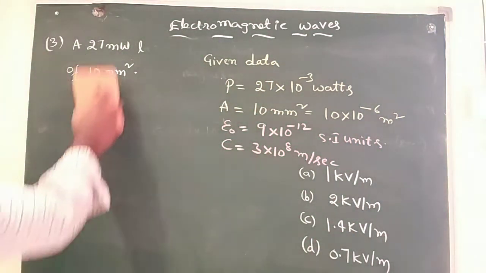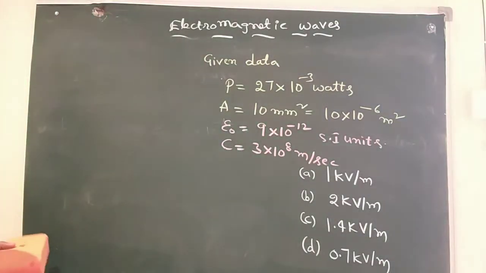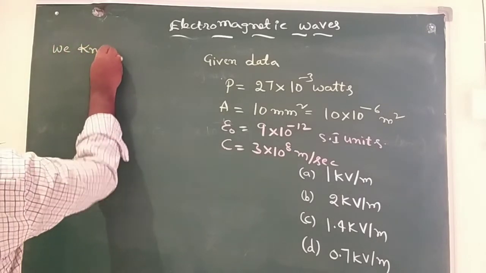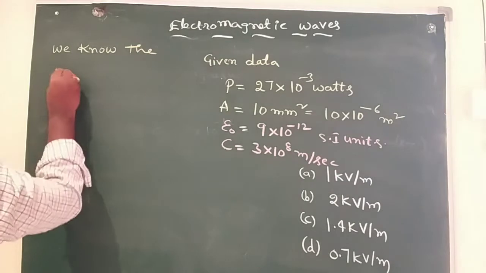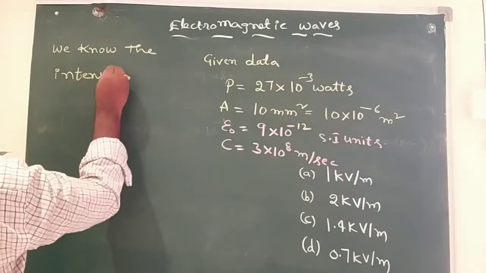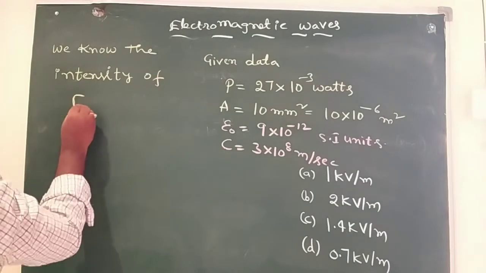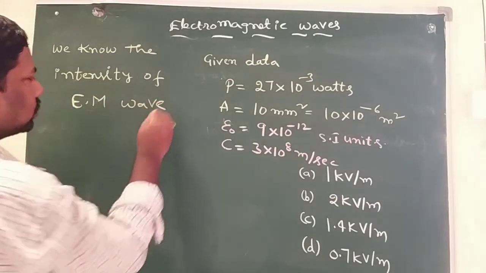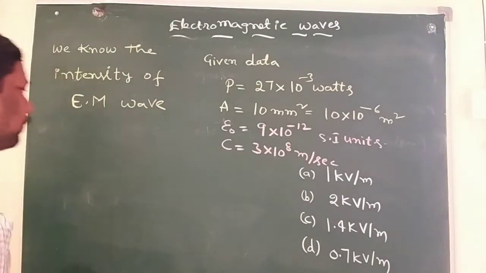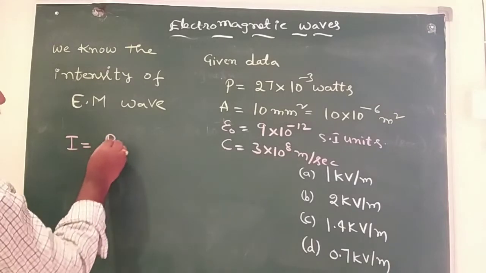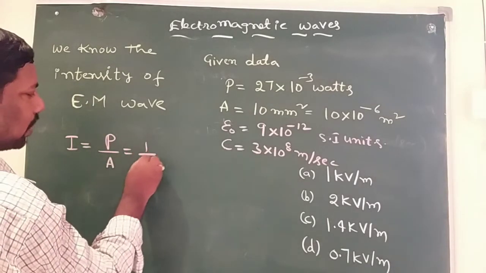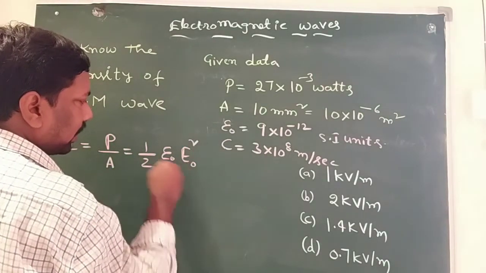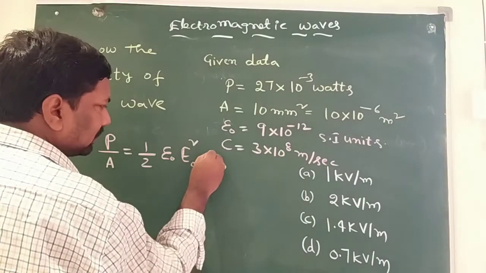Okay. Now you know the intensity of the electromagnetic wave. Here EM wave means electromagnetic wave. So I equal to power by area, which is equal to 1 by 2 epsilon naught E naught square into C.